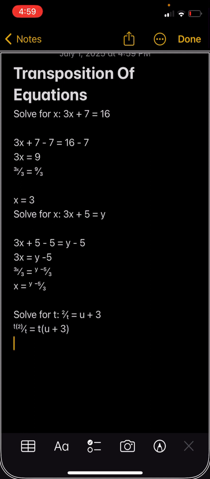If you notice, we have t multiplying that 2 in brackets and so on. But what will happen when we simplify, those t's on the left will cancel each other out, right? Simply leaving the 2. So it will be 2 is equal to, and on the right side we would have t times u plus 3.